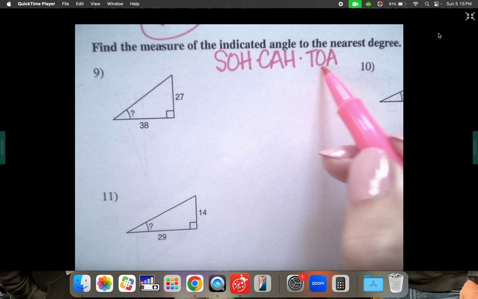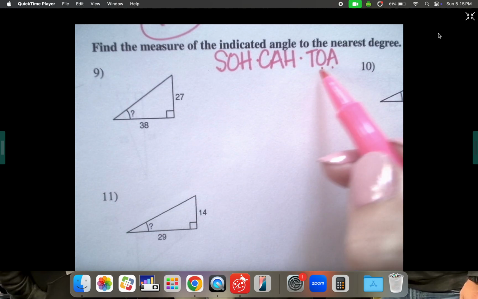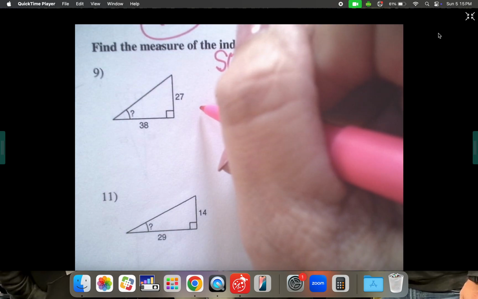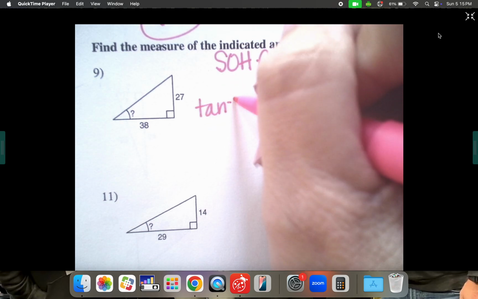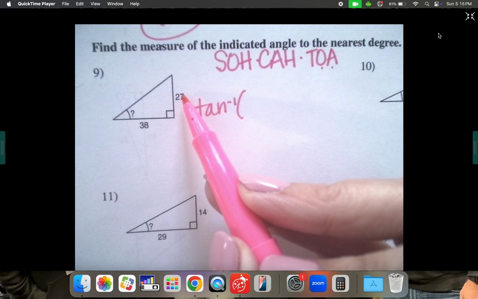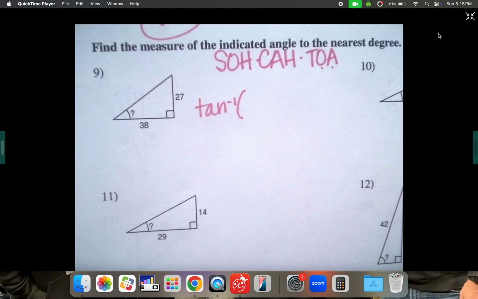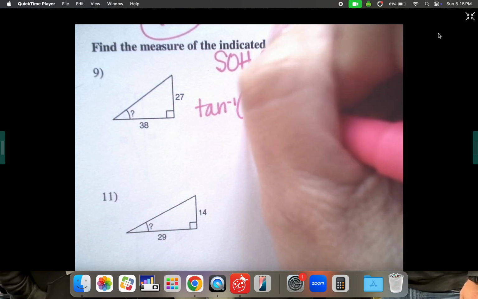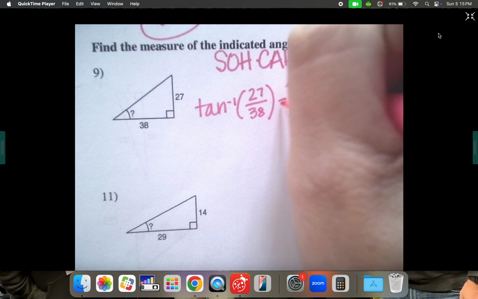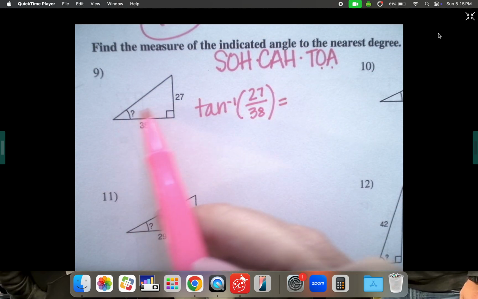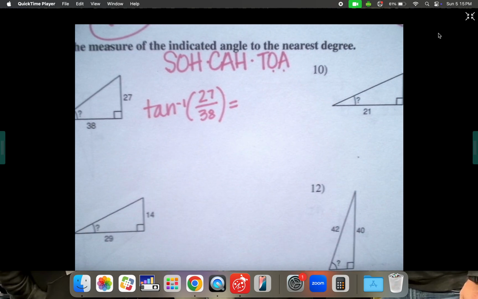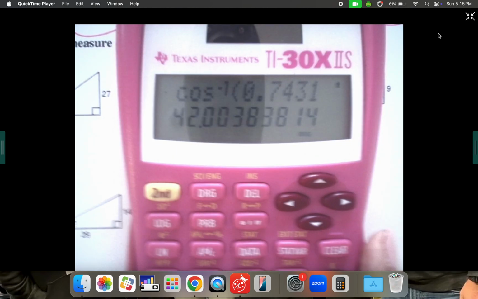I have not opposite and hypotenuse, not adjacent and hypotenuse, but opposite and adjacent. So since I have opposite and adjacent, I'm going to use the tangent ratio. I'm going to do tangent inverse of opposite over adjacent, so that would be 27 over 38. And that is going to give me the degrees of my angle that I'm asking about. I'm just going to put this in my calculator. So inverse tangent.